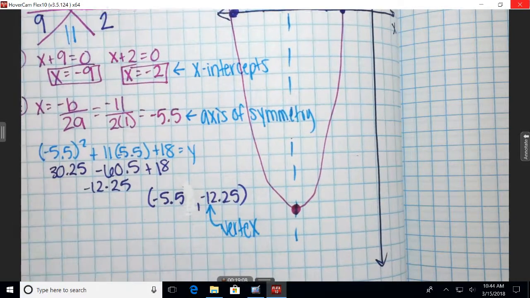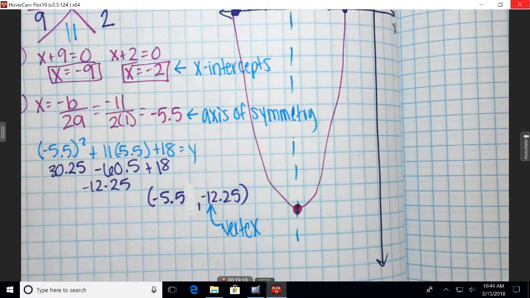Alright, so I want you to follow these same exact steps. Do number 3 without me, and graph it. I'm going to put mine on the board and see how it compares.